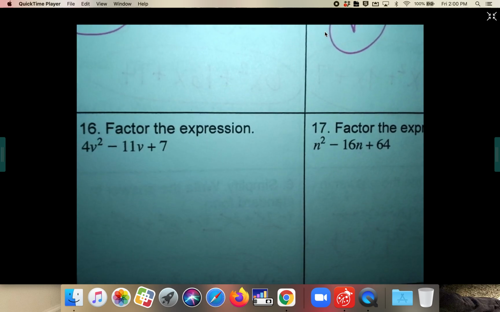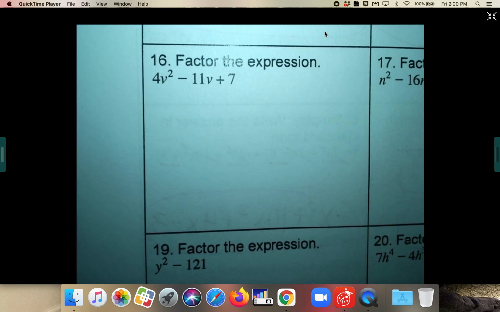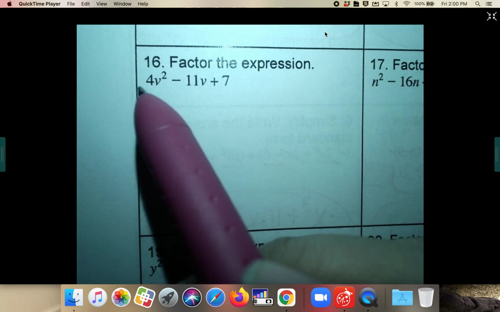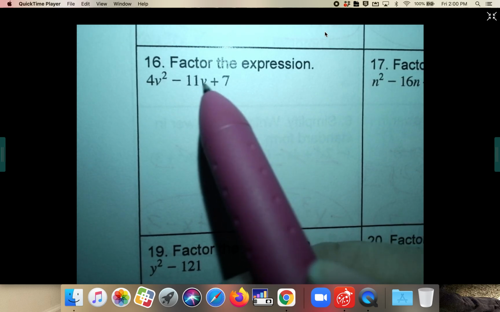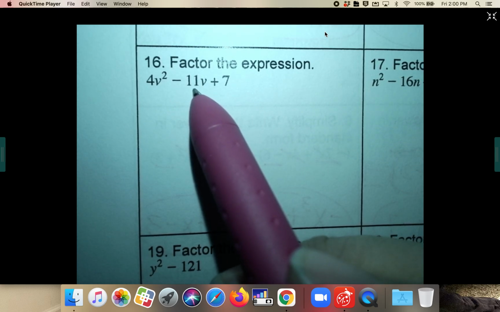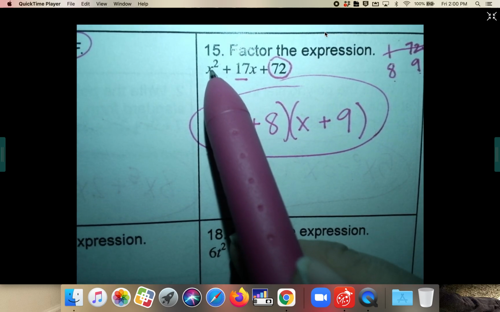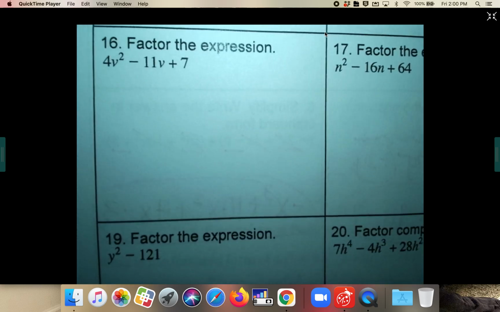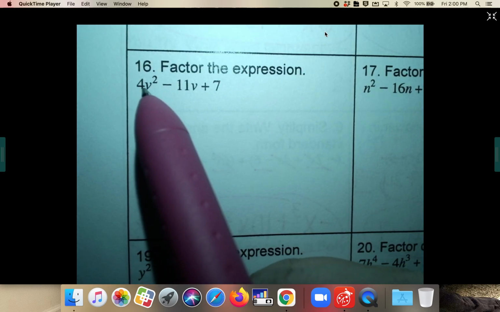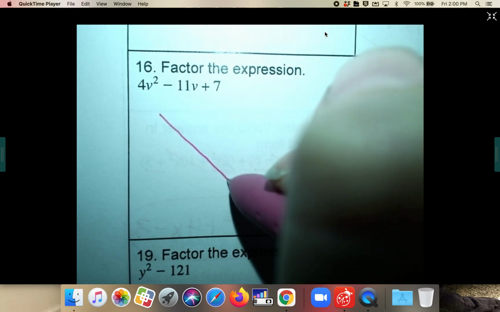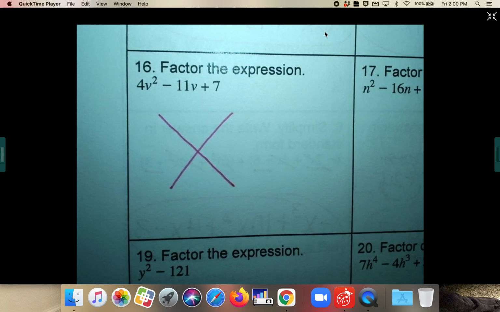All right, number 16. See if we can pull out a greatest common factor first. And no, we cannot, because these are both prime. And we can't just guess and do it kind of like we did this one, because my first term here was 1, and unfortunately my first term here is not 1. So we're going to use the diamond method. So I'm going to choose to use the diamond method. You can guess and check if you want.